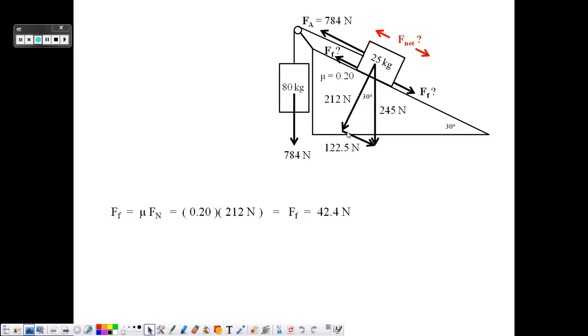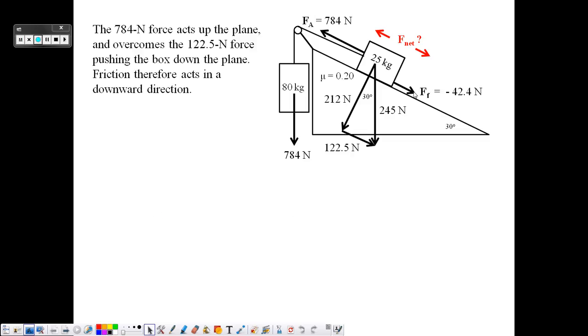And I know that that friction component is going to be acting down the plane. The reason I know that is because the applied force acts up the plane, 784, force parallel acts down the plane, and 784 newtons wins, right? So this box is going to be pulled up the plane. So friction is going to oppose that. I also know that the net force is actually up the plane, so I could have taken that out.